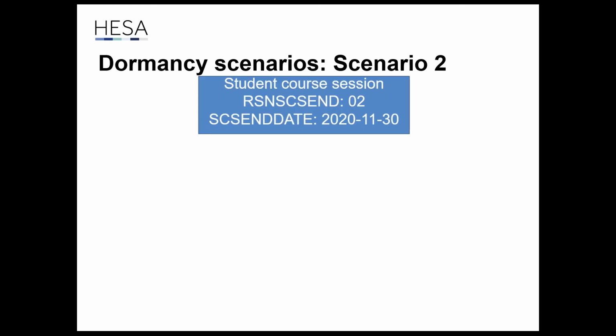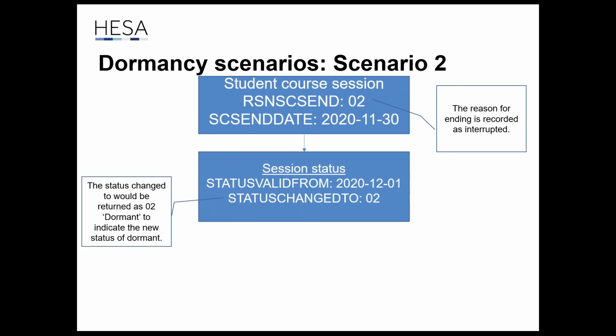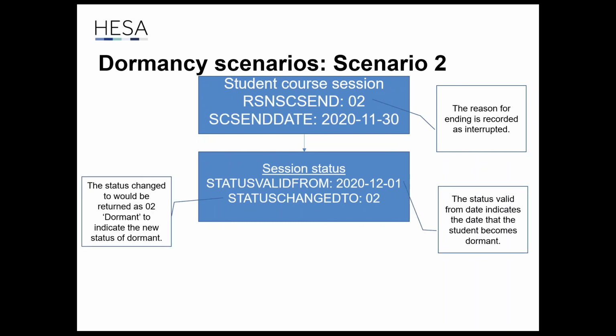So in this example, what they do is you'd have that reason for student course session ending of interrupted and a student course session end date. We'd still expect to see that session status update, again, showing that they've moved to a dormant status and with the applicable date, because the session status still has to record each time that the student status moves to dormant. So we still expect to see that in this example.